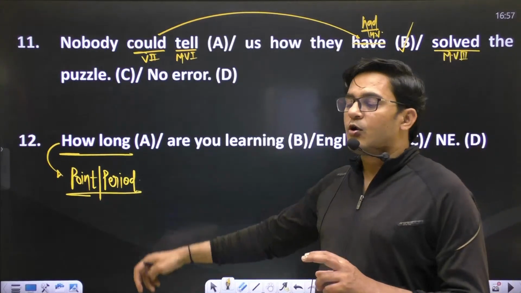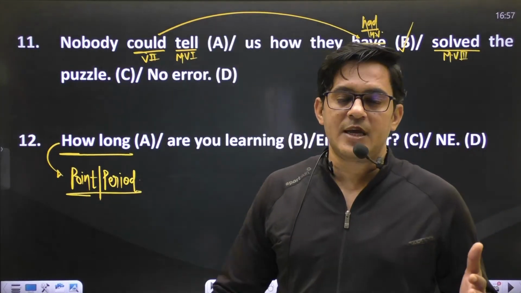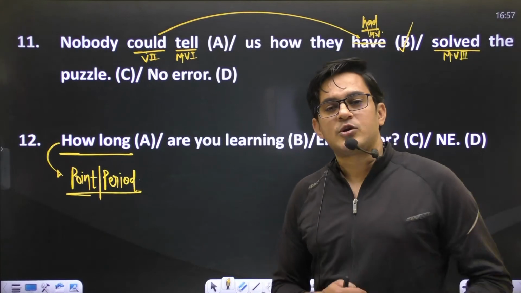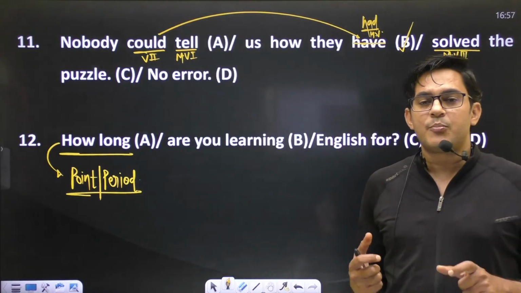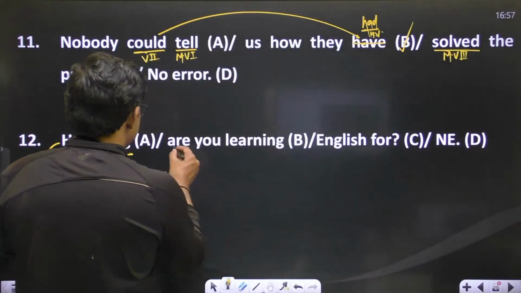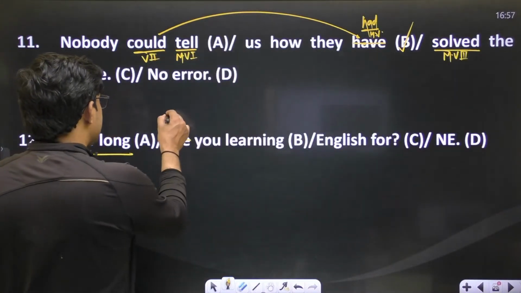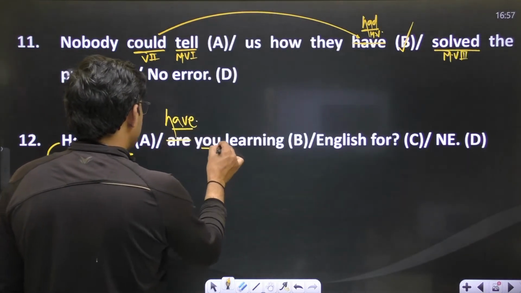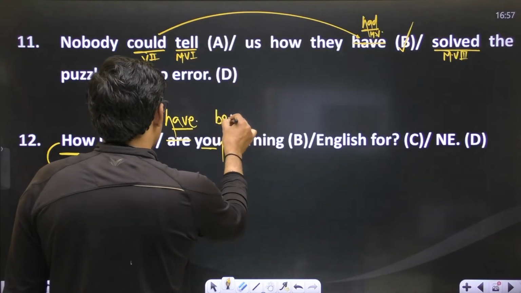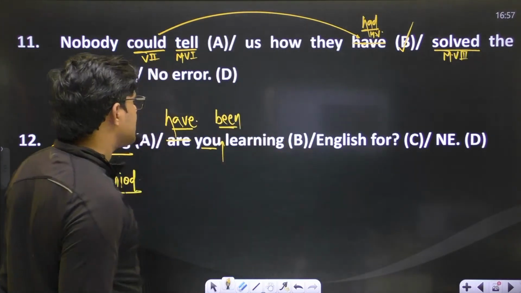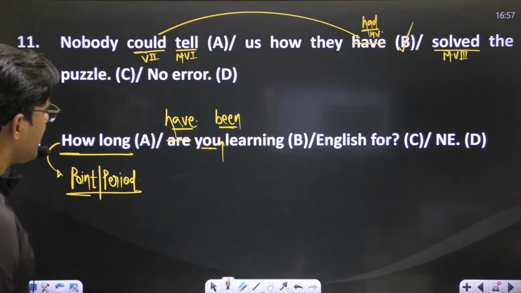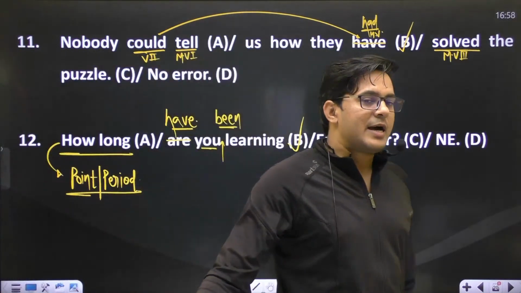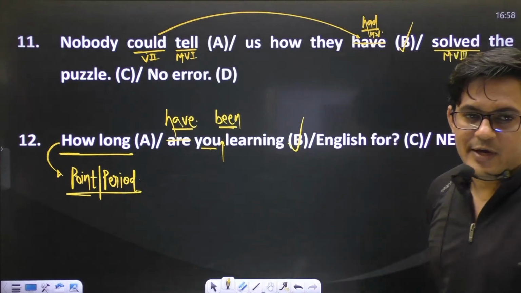As I said, how long always asks about a point of time or a period of time. That's why we need the perfect continuous tense in this particular sentence, present perfect continuous. To make it present perfect continuous, replace are with have, because this demands have. How long have you, and after that been will be there. How long have you been learning English for? Now the sentence will be fine, and you have an error in part B.